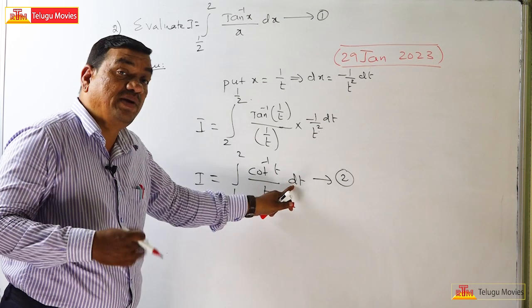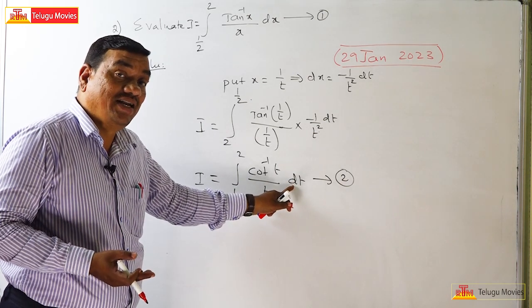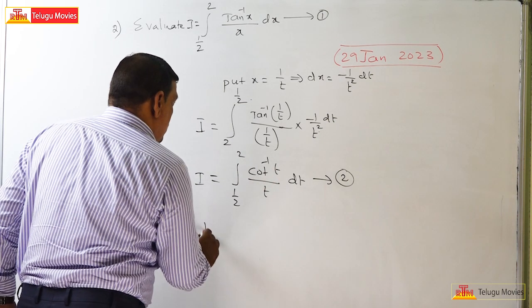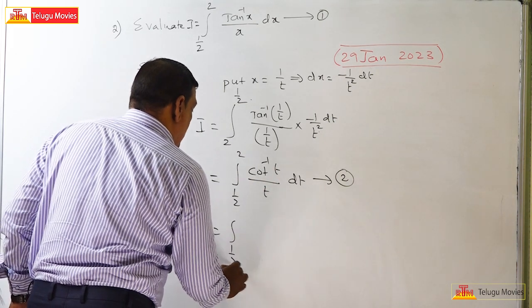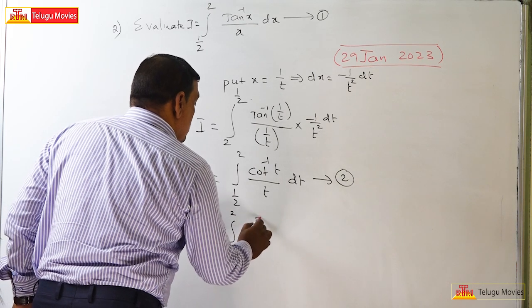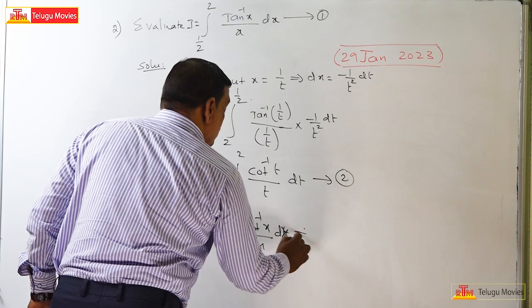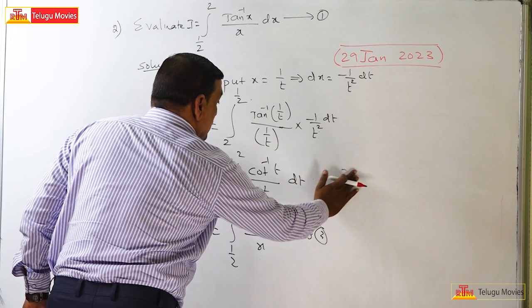So we are integrating with respect to t, so we can change these two also to t. Okay, no problem. So I is equal to the integral from 1 by 2 to 2 of cot inverse of x by x dx. You call it the second equation.